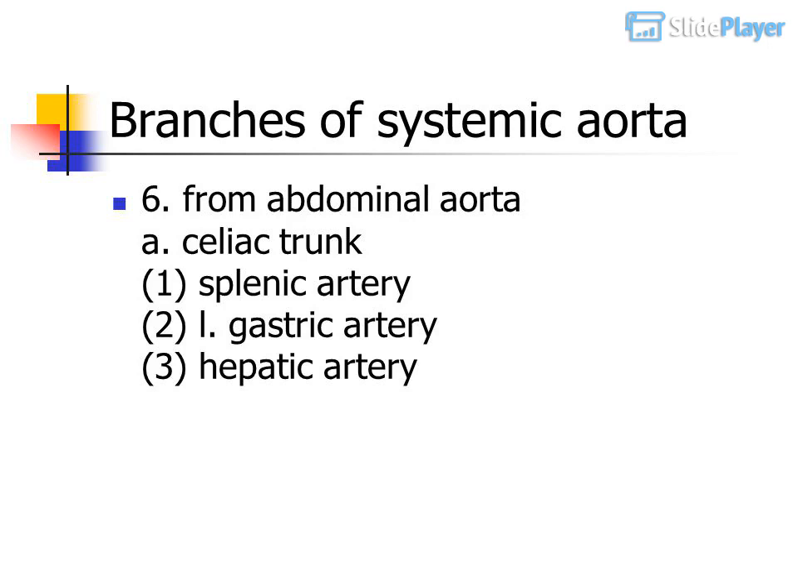Branches of systemic aorta. 6. From abdominal aorta. a. Celiac trunk. 1. Splenic artery. 2. Left gastric artery. 3. Hepatic artery.